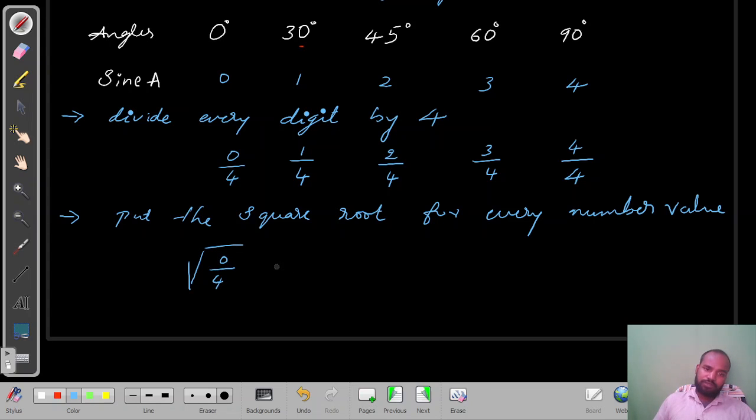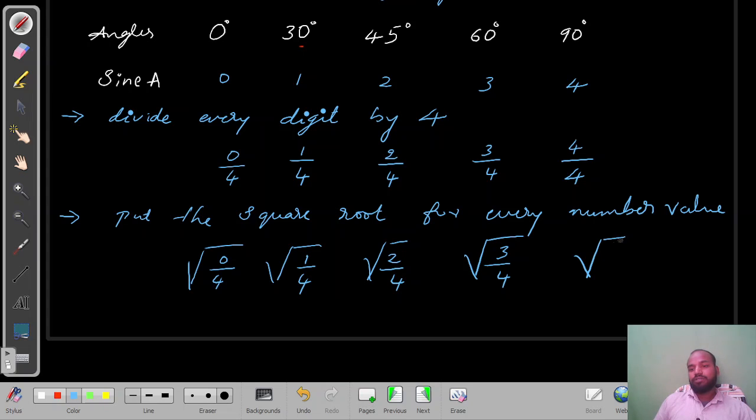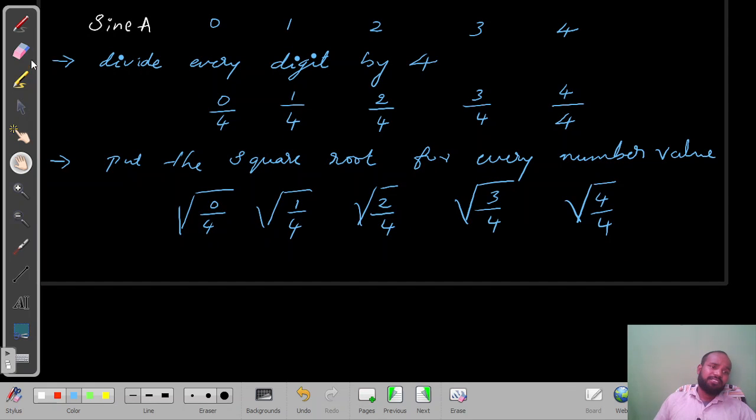I am putting the square root for every value: under root 0 by 4, under root 1 by 4, under root 2 by 4, under root 3 by 4, under root 4 by 4. Now just simplify this. Root 0 by root 4, root 1 by root 4. Root 4 is nothing but, we will do it in the next step.